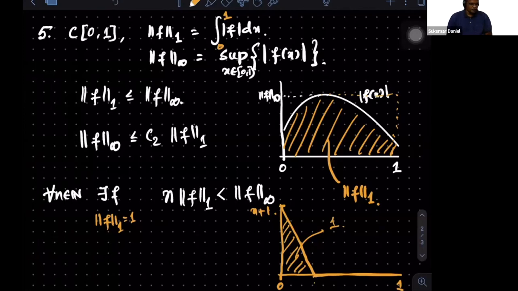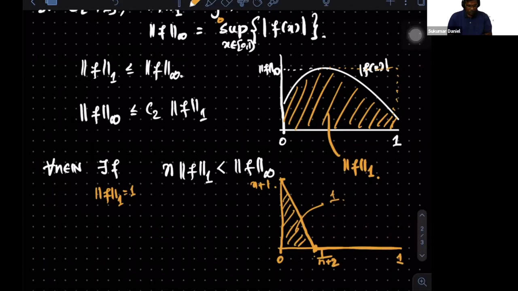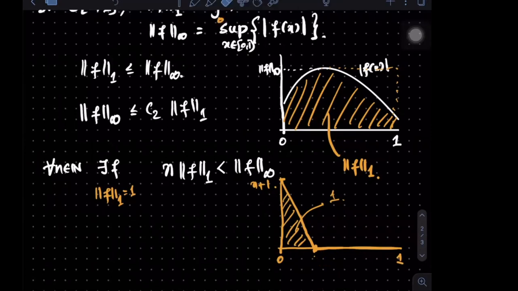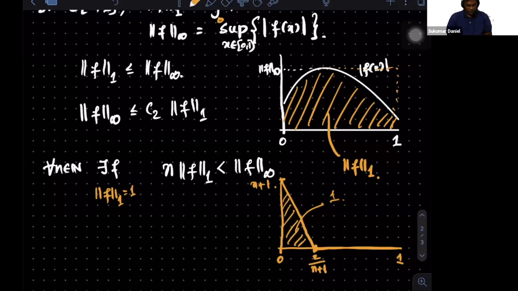Can you tell, Jayant, what should be this point? 1 by n plus 2. I want the integral to be 1. Okay. 2 by n plus 1. Just check. Yeah, this into this you will multiply, you will get 2, and 1 by 2 you have to multiply, so I will get 1. That's it. You're done. Okay, so write this function, and that's an example.